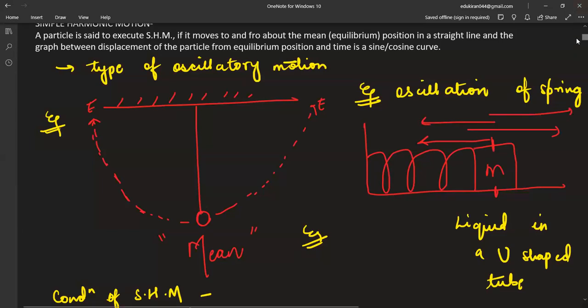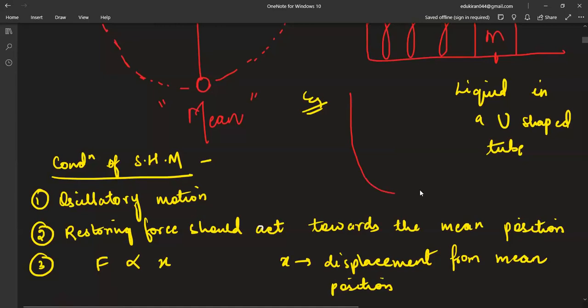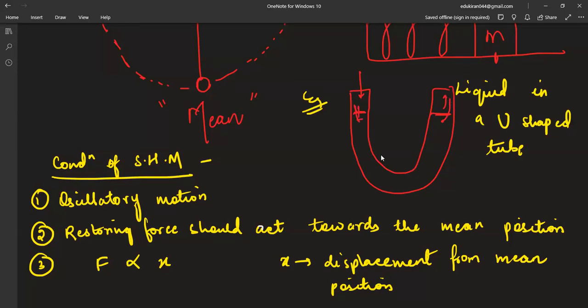Or one more example is, if a U-shaped tube is taken, same tube which we've studied in fluids. This is filled with fluid. On one side, if you exert pressure, this will move up, move down entirely. When this moves up, this will move down. This will move down, this will move up. So there is an oscillatory motion here also.